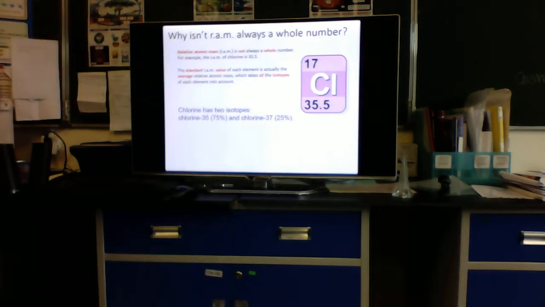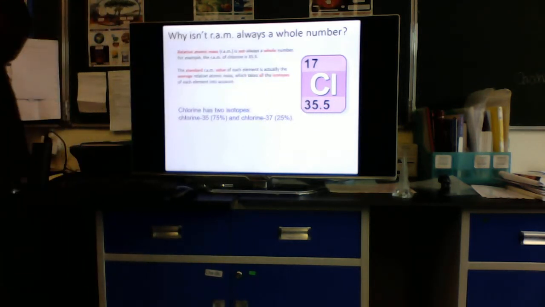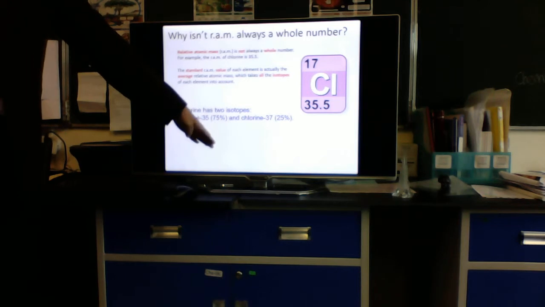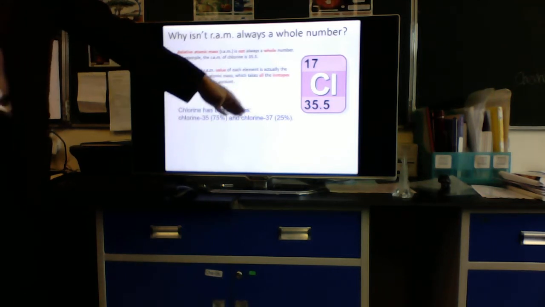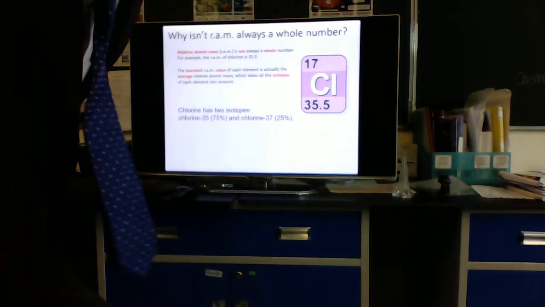It will say, depending on the periodic table you look at, it will have a mass of 35.5. Wait, how do you find it? 35 times 0.75, and you add that to 37 times 0.25. Oh, okay. Why is it not?